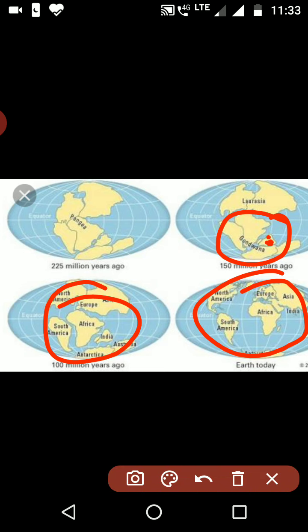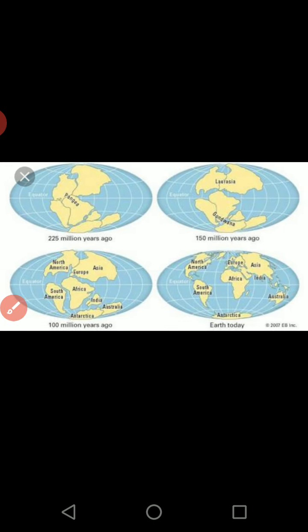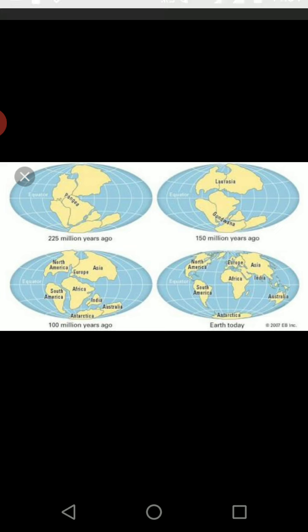Maybe after millions of years the situation might change again and the world map may change. But this is a very slow process, a diastrophic movement. It takes millions of years to change these positions, and hence they are not clearly observed by us. Right now we know this is the current situation.